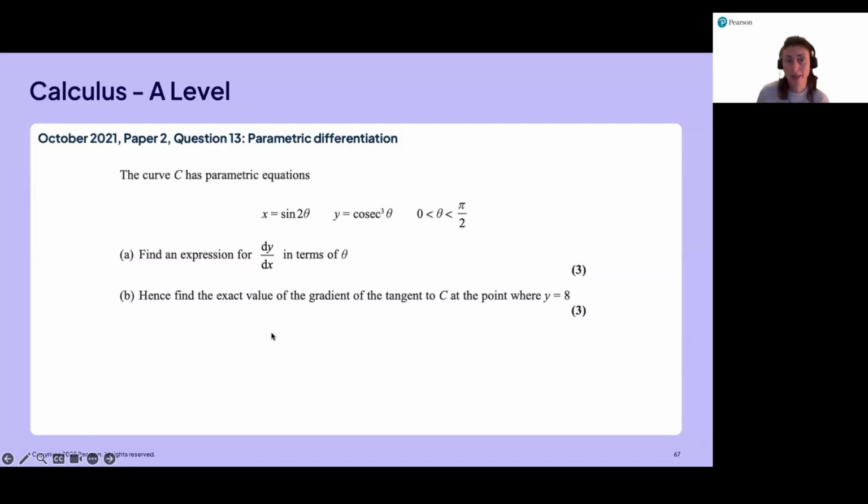So parametric differentiation, find an expression for dy by dx. So they need to be able to do dx by d theta, and they need to be able to do dy by d theta. Common mistakes are forgetting to times by the derivative of the bracket. So when they're differentiating y, hence find the exact value of the gradient.